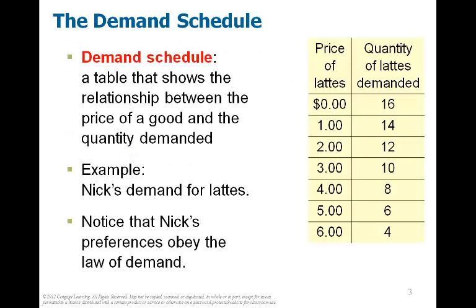A demand schedule is just a table that shows the relationship between the price of a good and the quantity demanded. So, for example, here's my demand for lattes. Now, notice that my preferences obey the law of demand. So all this is a schedule showing different hypothetical prices and the quantity of the good, in this case lattes, that I would buy at each of those hypothetical prices. So, for instance, if lattes had a zero monetary price, I'd probably buy about 16 a week. I wouldn't want to drink more than a couple a day, even if they were free.